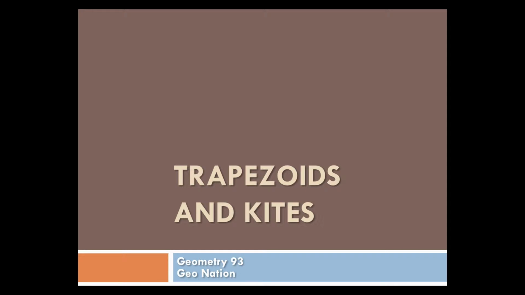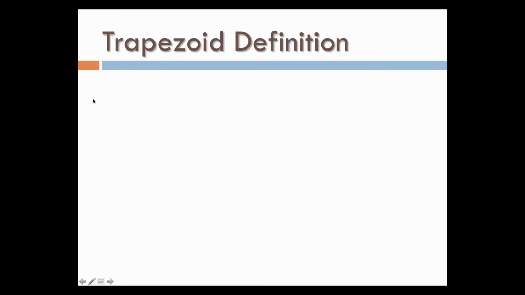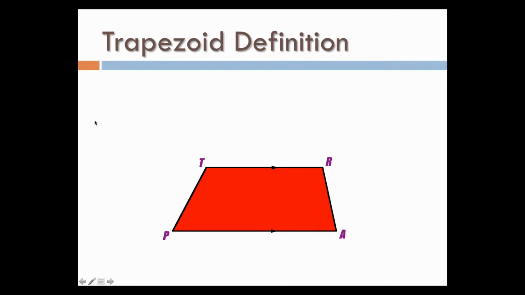Okay, like I said, trapezoids and kites today. This gets fairly complicated, but we can work it out. You're a bright bunch of individuals. Here is a trapezoid. What is it?